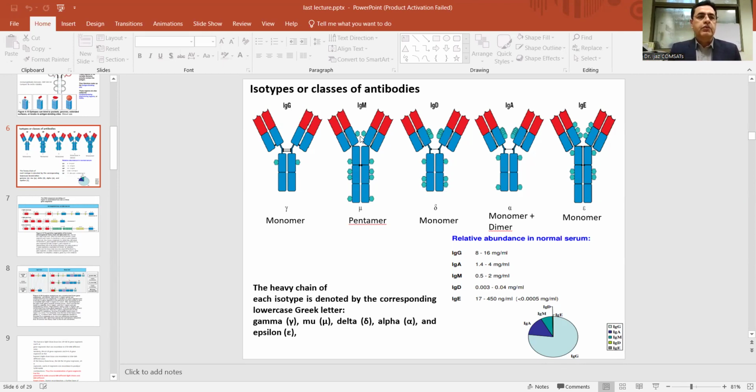So in the next lecture, I will tell you about this genetic rearrangement, how it takes place, and how it leads to this kind of class switching or this kind of antibody production, a little bit about the genetic details of that process.